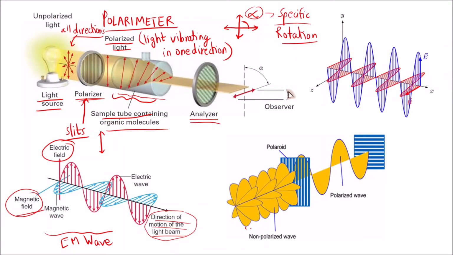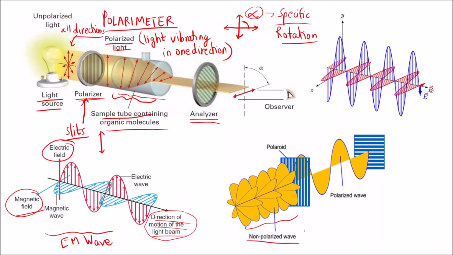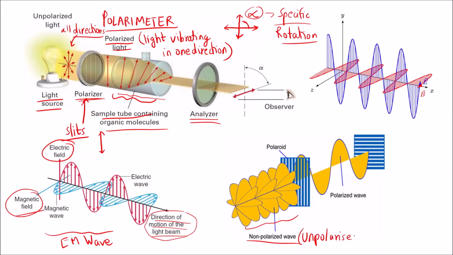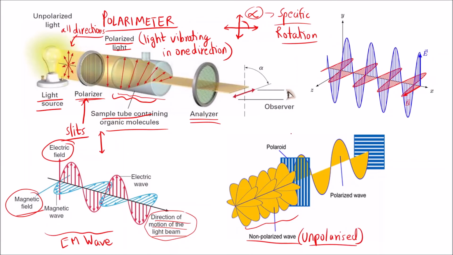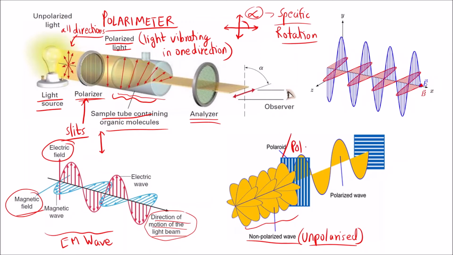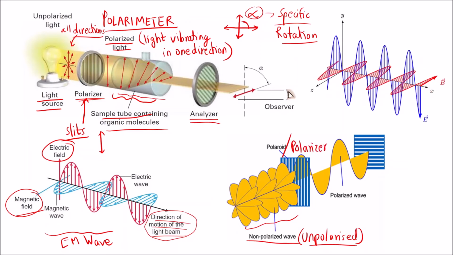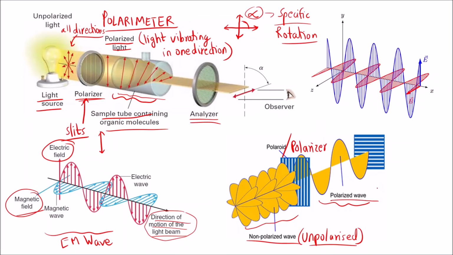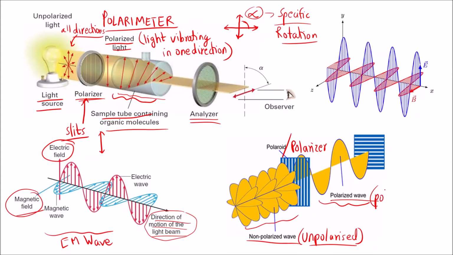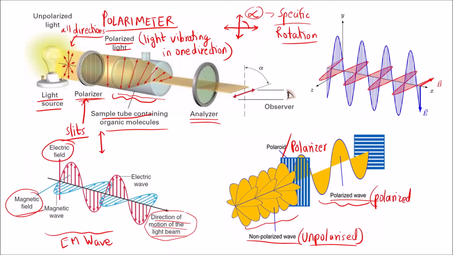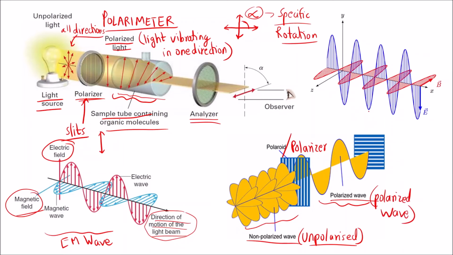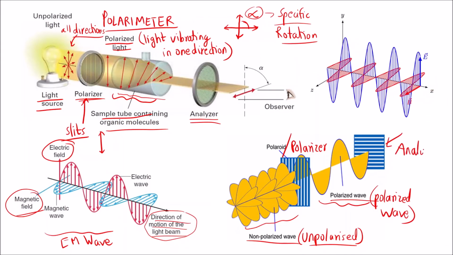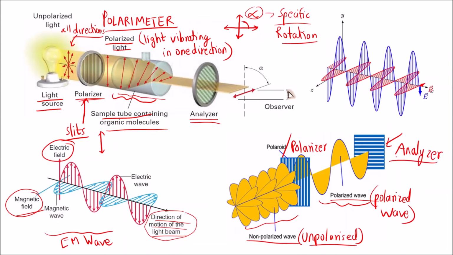As you can see here, this is the non-polarized or unpolarized wave, which has light vibrating in multiple directions. By making use of a Polaroid or polarizer, we are forcing it to vibrate in one single direction or one single plane. That is called a polarized wave. And finally, whether the compound is optically active or not is detected by this analyzer.